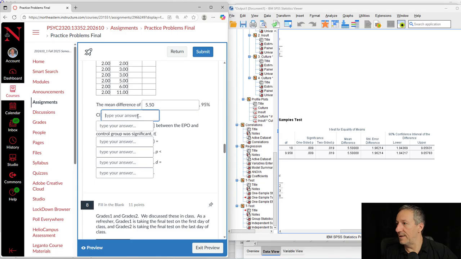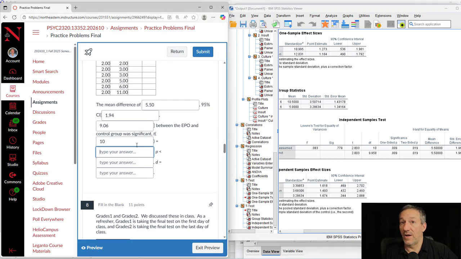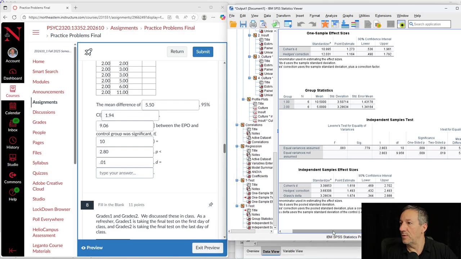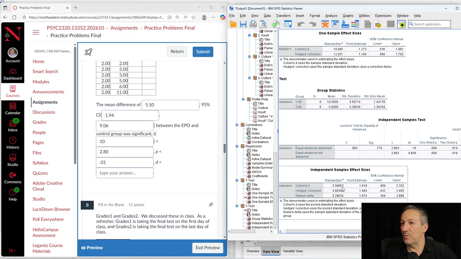So 1.94 and 9.06. Our degrees of freedom, right there, 10. Our value for t is 2.80. Our p-value for the one tail, it's 0.009. That means it's less than 0.01. And our Cohen's d comes from, Cohen's d, right there, the point estimate, 1.62.